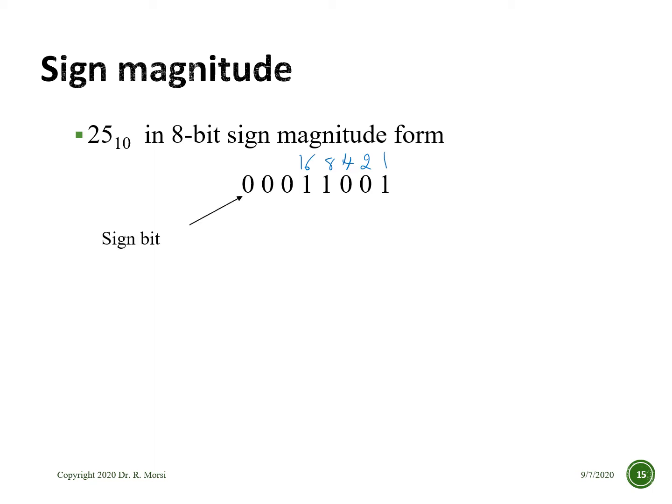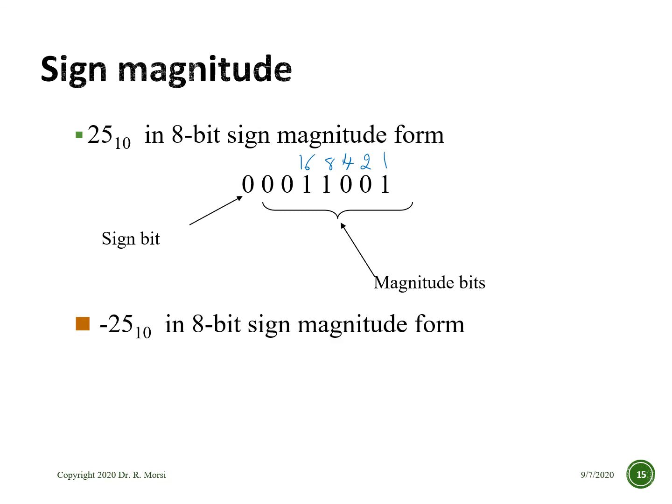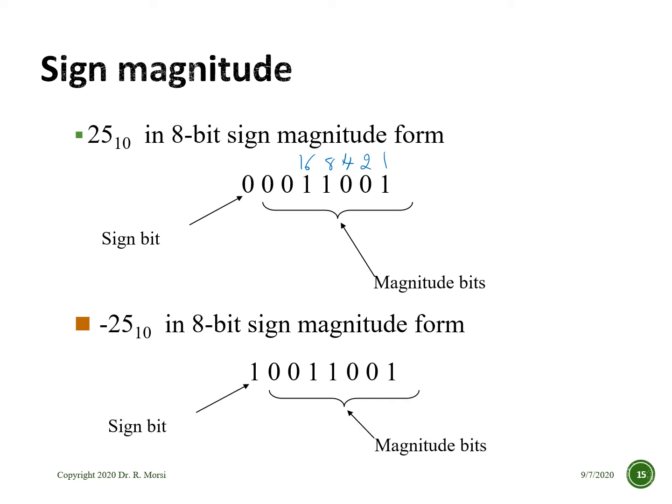So clearly, our sign is a 0, and this is our magnitude, 25, so this is a positive 25 in binary, which is what that number says up there. If I wanted to represent negative 25 decimal in 8-bit sign magnitude, I would represent it with the same magnitude bits, 25, but I would make my most significant bit a 1 to make it a negative number, because I have a negative sign right there.